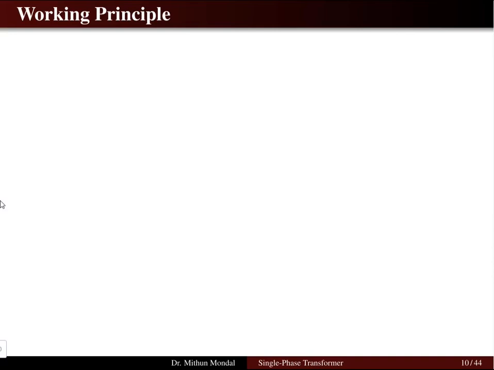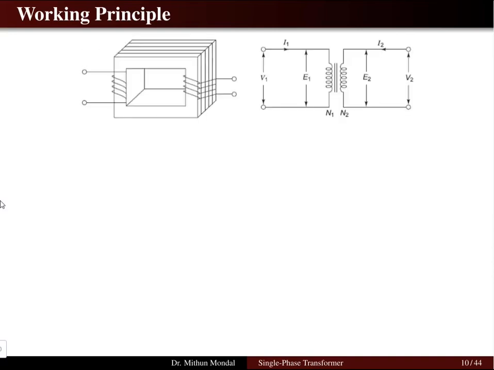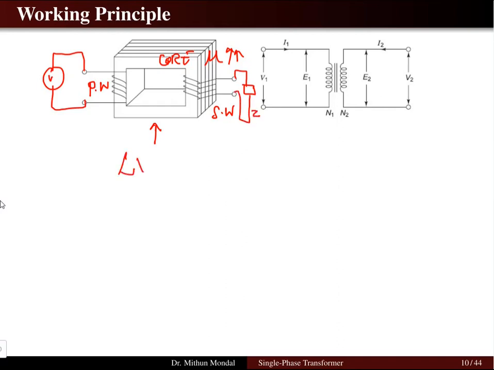Now coming to the working principle of the transformer. So the transformer physical appearance, where we have the core material, whose permeability is very high, and two different windings are there, the primary winding and the secondary winding. The primary winding is the one where the source is connected, and the secondary winding is the one where the load is connected. Now we are not talking about the low voltage winding or the high voltage winding. As of now, we are discussing the primary winding and the secondary winding. The primary winding can be the low voltage or the high voltage depending upon the requirement.